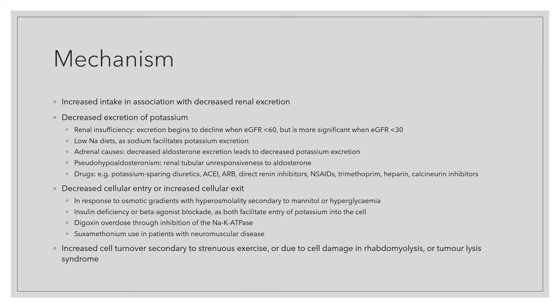So the mechanism: it can occur secondary to increased intake, decreased excretion of potassium, decreased cellular entry or increased cellular exit, or increased cellular turnover. Decreased excretion of potassium can occur secondary to renal insufficiency. You start to see this when the eGFR falls below 60, but it becomes more significant when the eGFR is below 30.